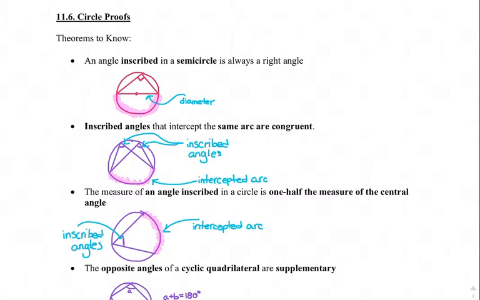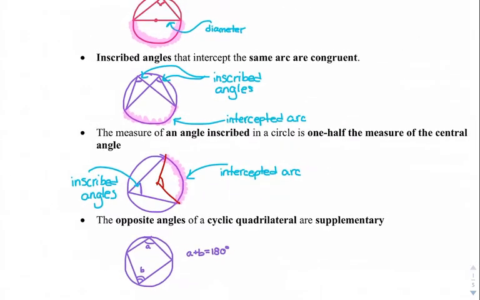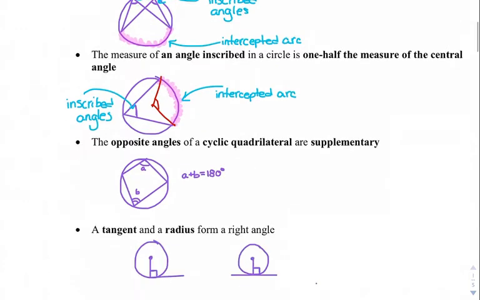The measure of an inscribed angle in a circle is 1/2 the measure of the central angle. So remember that if we had a central angle here and it opened up to the arc, this angle and the arc would be equal, and then we would take half that arc to figure out the angle. The opposite angles of a cyclic quadrilateral, that just means it's inscribed in a circle, are supplementary. So angles across from each other, that's from Unit 10.